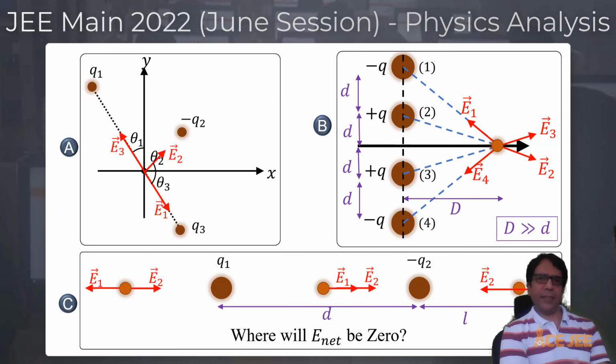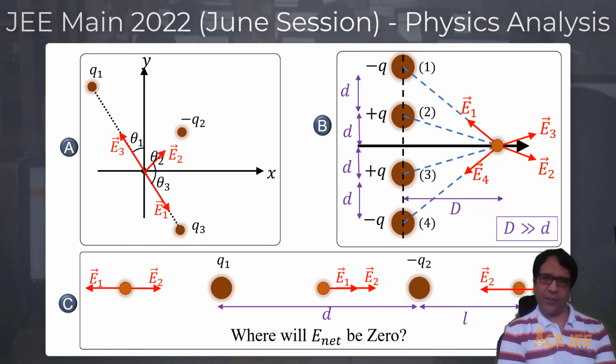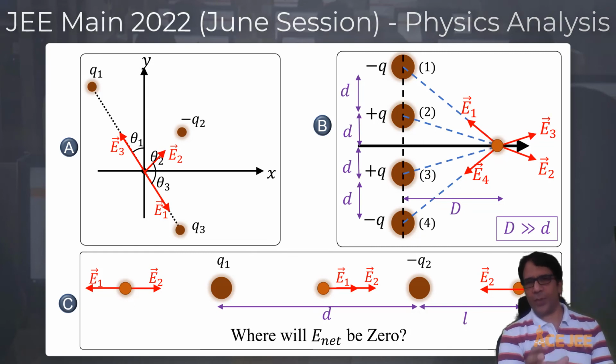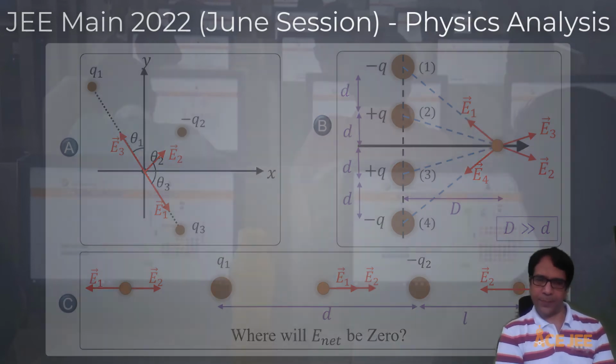Now in these June papers, you were given certain scenarios wherein you were given the point charge arrangement, and you were asked to determine some information about the electric field due to these point charges.